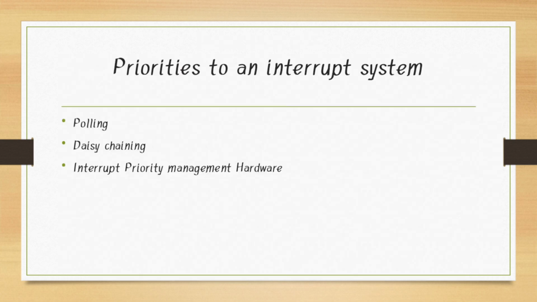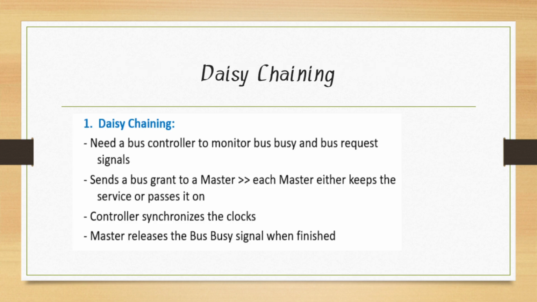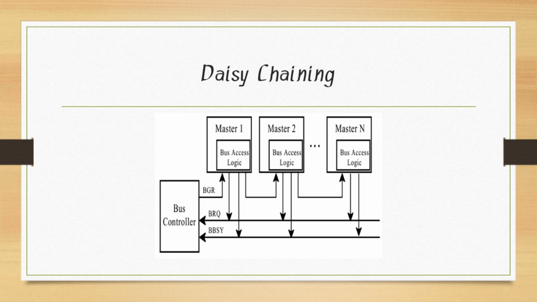Next, coming to the priority interrupt system. Several priority schemes are available in the 8086. One is polling, another is daisy chaining, and the next is the interrupt priority management hardware. Here, this is the daisy chaining model. Here, the bus controller has the bus request signal and bus grant signal. There are a number of masters, and each master gets service from the bus controller.